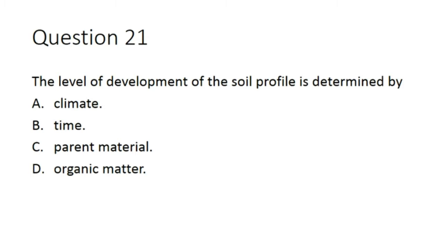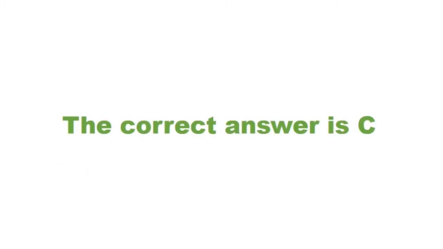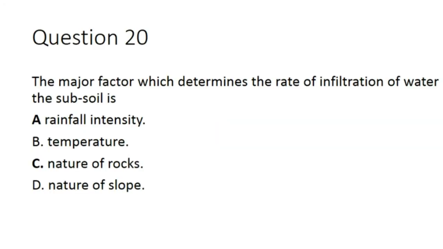Question 20. The major factor which determines the rate of infiltration of water into subsoil is A. Rainfall intensity, B. Temperature, C. Nature of rocks, D. Nature of slope. Infiltration is a process by which water on the ground surface enters the soil. Infiltration rate in soil science is a measure of the rate at which soil is able to absorb rainfall or irrigation. It is measured in inches per hour or millimeters per hour. The rate decreases as the soil becomes saturated.